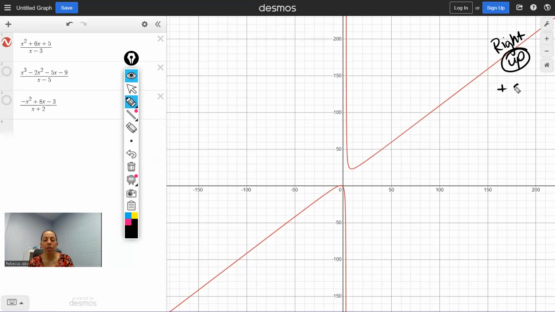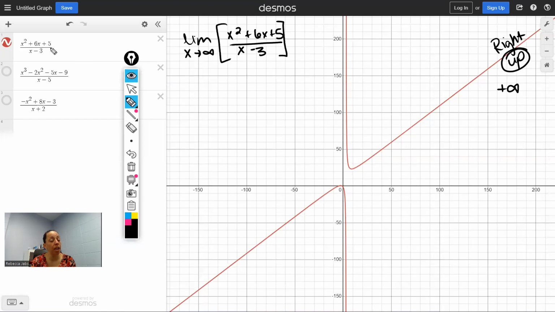Up would be positive infinity. So this limit, if this was the equation, and again, sorry, limit as x is approaching infinity of x squared plus 6x plus 5 all over x minus 3. You know what? It doesn't even matter that there's something hiccup or weird at x minus 3. What does this right side do? Goes up. Therefore, the answer would be infinity.